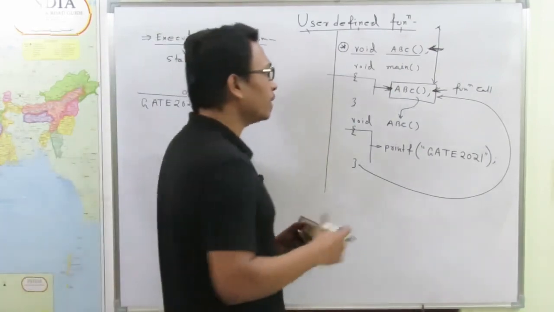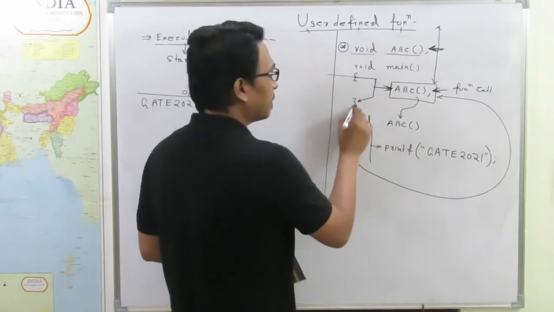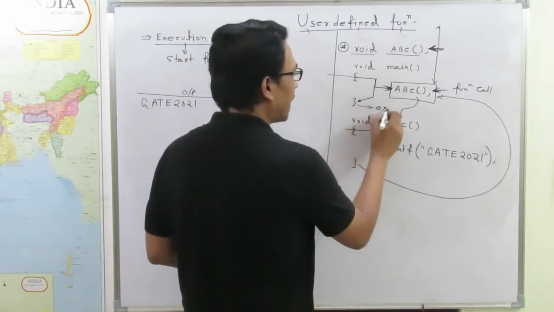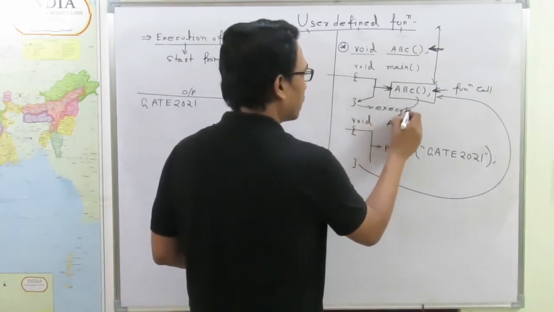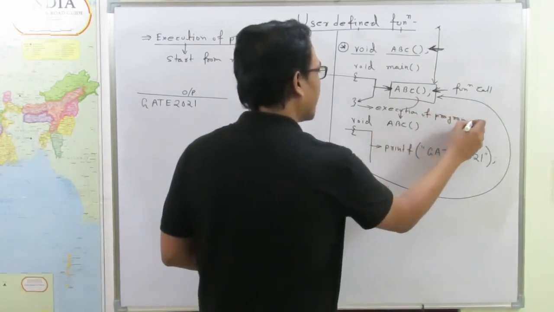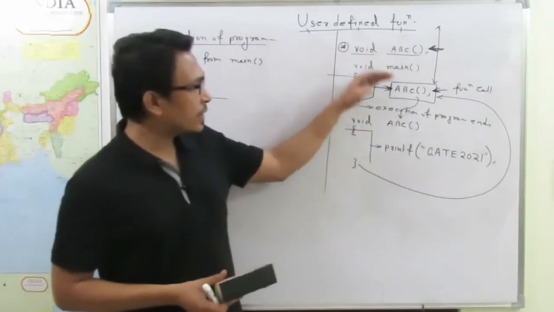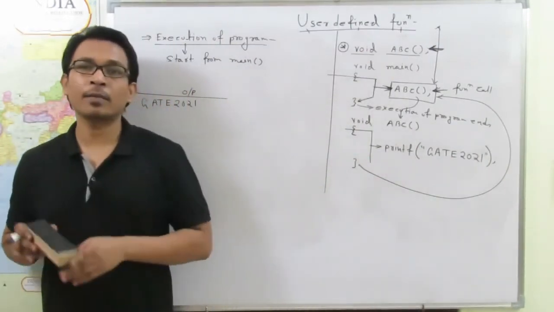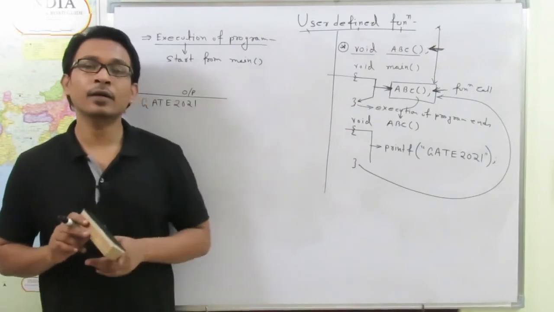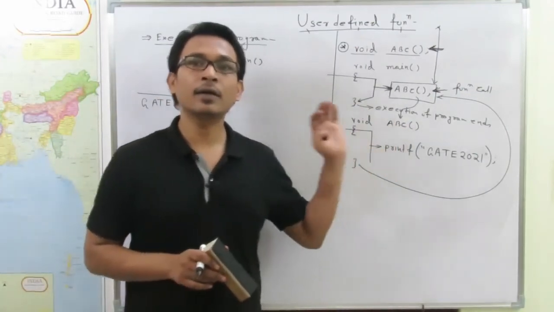Clear? So what is the next instruction? The next instruction here is the closing brace. That means now the execution ends. Execution of program ends here. Clear? So this is the sequence of how the program executes whenever any user defined function is given in the program.